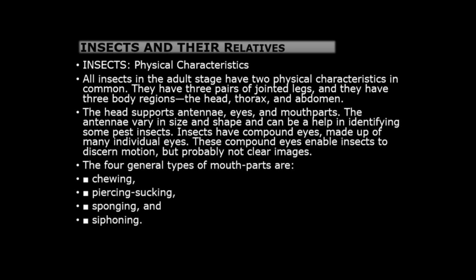The antennae vary in size and shape and can be a help in identifying some pest insects. Insects have compound eyes made up of many individual eyes. These compound eyes enable insects to discern motion, but probably not clear images. The four general types of mouth parts are chewing, piercing-sucking, sponging, and siphoning.